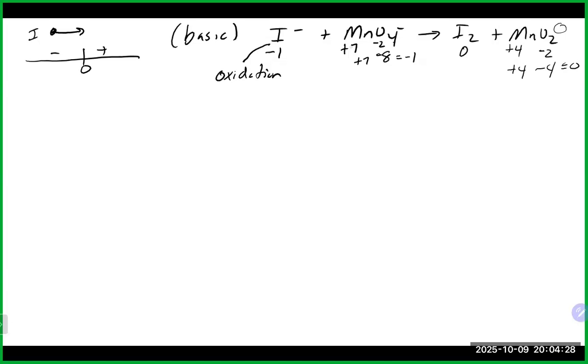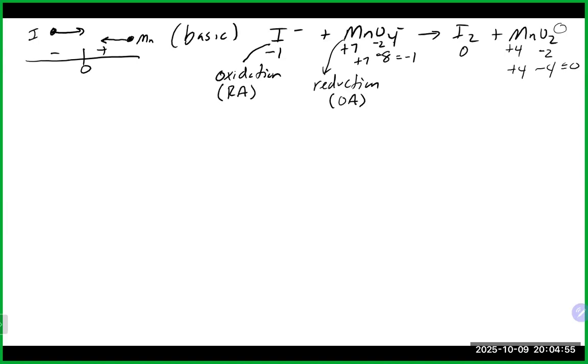If we look at the Mn here, it is starting at +7, which would be out here, and ending on the right-hand side at +4, which means it is moving in the negative direction, which means this guy here is going through reduction. That would mean that the I- is my reducing agent, and the MnO4- is my oxidizing agent in this case. Any questions on that?